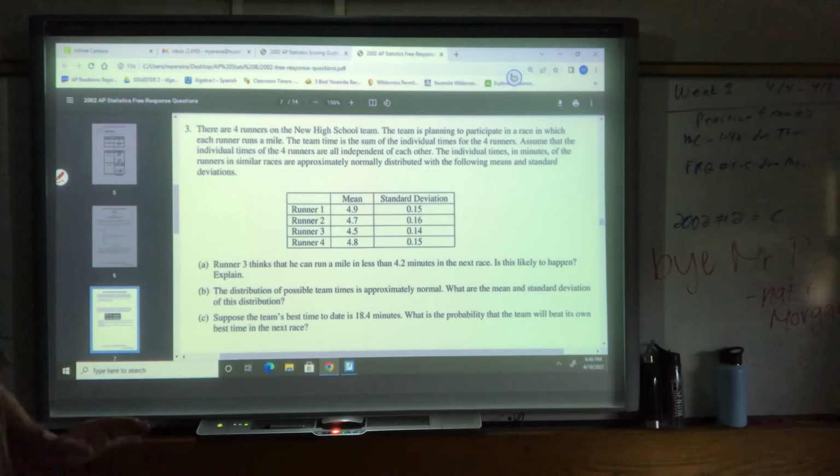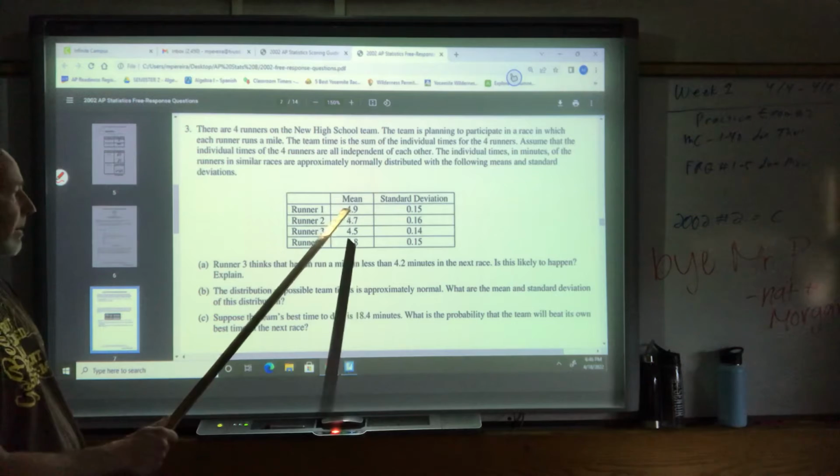Then we're running a hypothesis test for sure. Okay, there are 4 runners on the new high school team. The team is planning to participate in a race in which each runner runs a mile. The team time is the sum of the individual times of the 4 runners. That'll be like our expected value. That'll be the sum of the times.